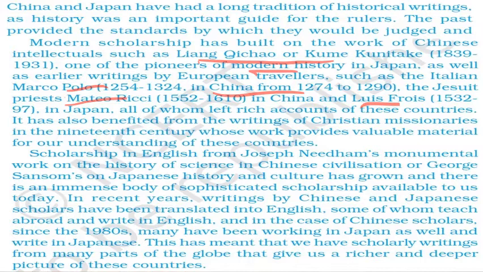Scholarship in English, from Joseph Needham's monumental work on the history of science and Chinese civilization, or George Sansom's on Japanese history and culture, has grown, and there is an immense body of sophisticated scholarship available to us today. In recent years, writings by Chinese and Japanese scholars have been translated into English, some of whom teach abroad and write in English. In the case of Chinese scholarship, since the 1980s many have been working in Japan as well as writing in Japanese. This has meant that we have scholarly writings from many parts of the globe that give us a richer and deeper picture of China and Japan.